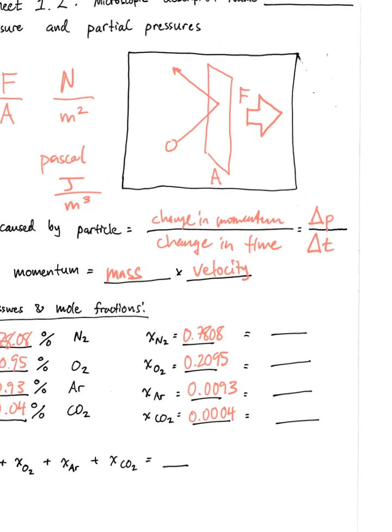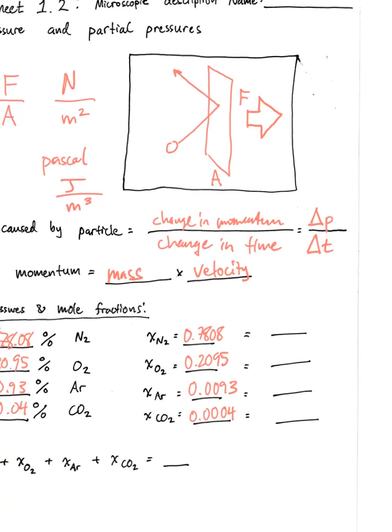The way to relate the mole fraction to the number of moles of each of these gases in the system is to take, in the case of nitrogen gas, the number of moles of nitrogen gas divided by the total number of moles of air, of any of the gas molecules. Similarly with oxygen, it's the number of moles of oxygen divided by the number of moles of air, and the number of moles of argon divided by the number of moles of air gives you the mole fraction of argon, and the number of moles of CO2 divided by the number of moles of air gives you the mole fraction for CO2.